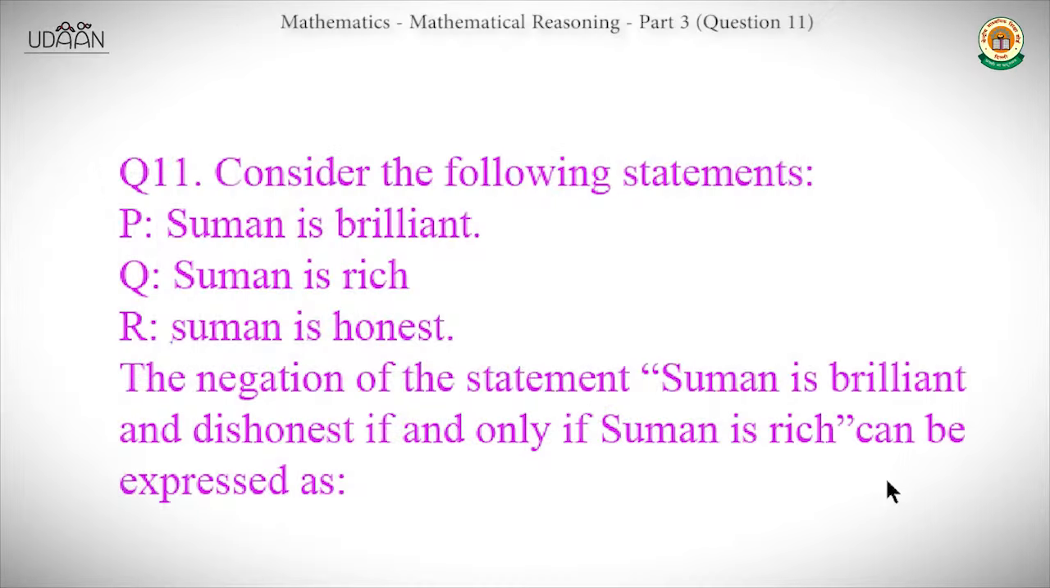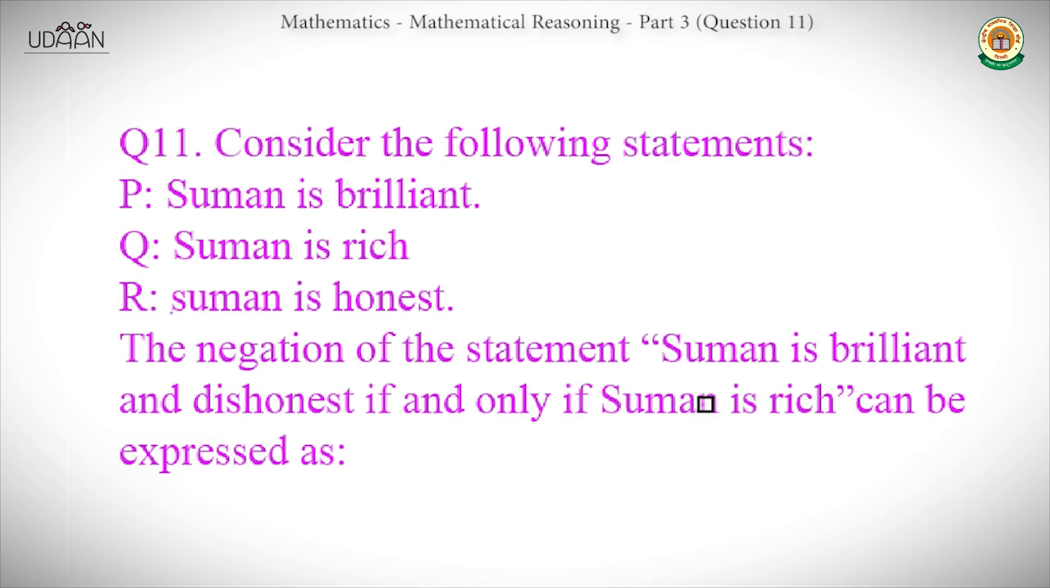Once again, we'll look at a problem which has appeared in past papers. This is problem 11. It asks us to consider these statements. P is that Suman is brilliant, Q is that Suman is rich, and R is that Suman is honest. We are given the negation of the statement "Suman is brilliant and dishonest if and only if Suman is rich", and it can be expressed as what?